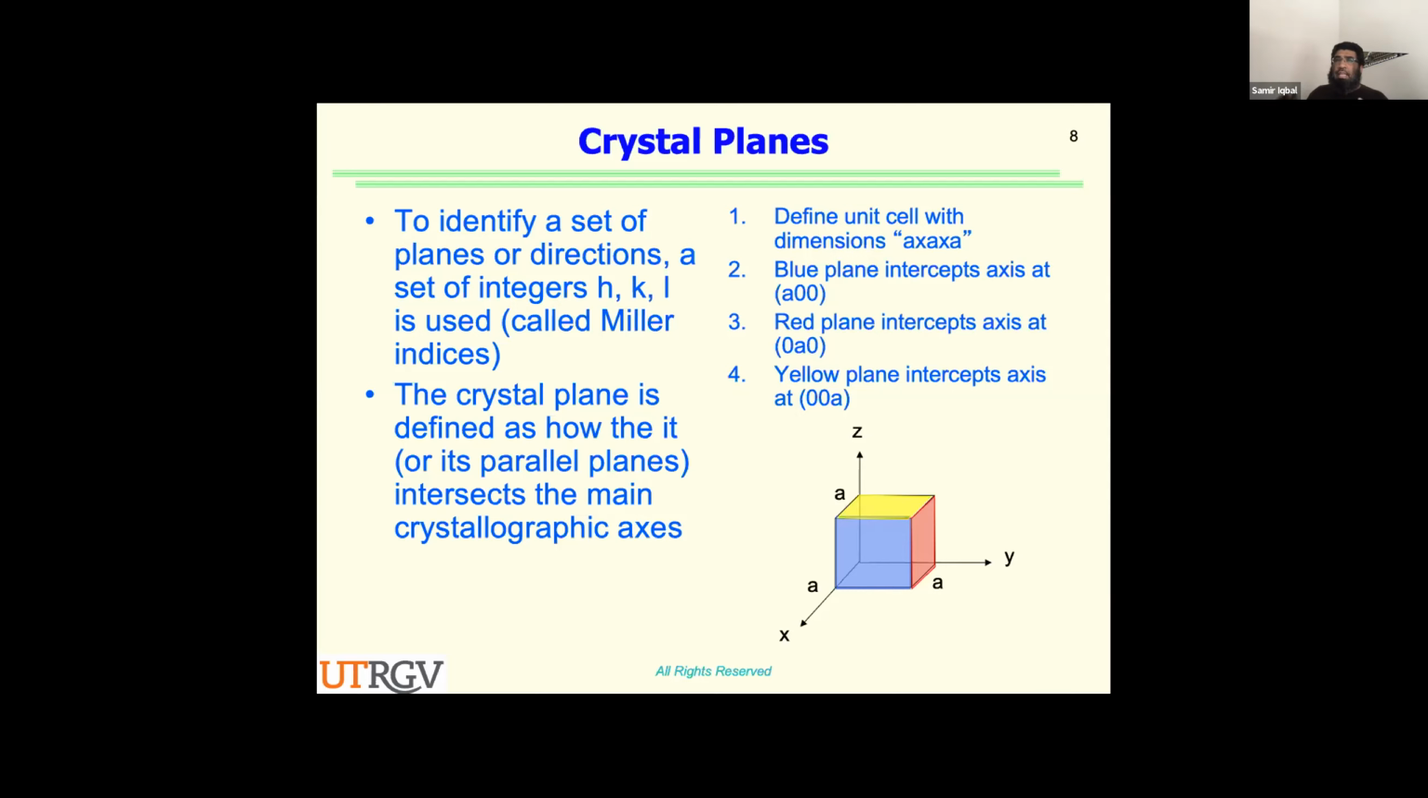All right. So we identify the set of planes or directions, right? A plane has direction. And we call them by a set of three integers. We say HKL. This system was developed by a scientist. Can you guess what his name was? Dr. Miller. Miller indices. You'll see people call it Miller indices.